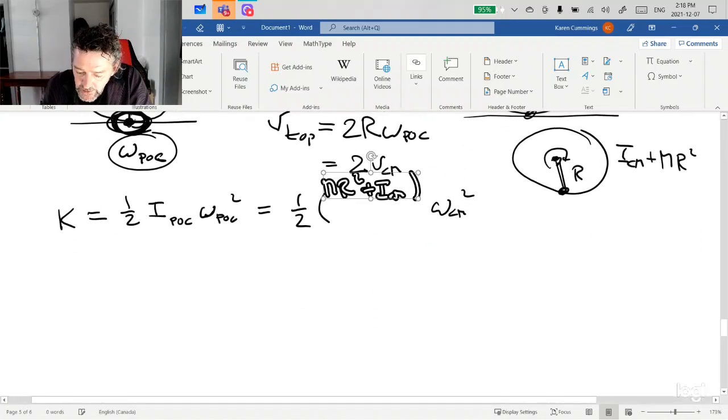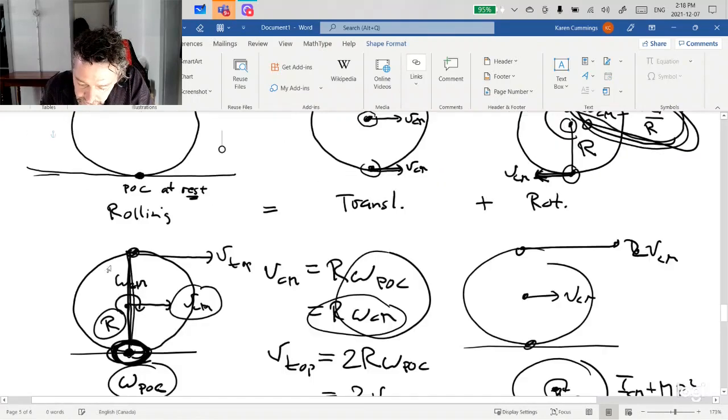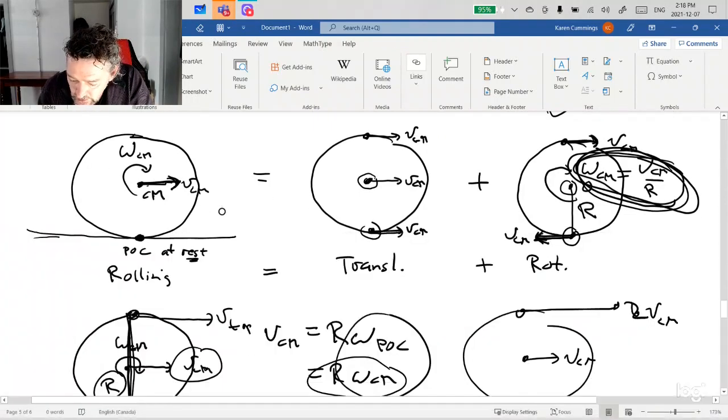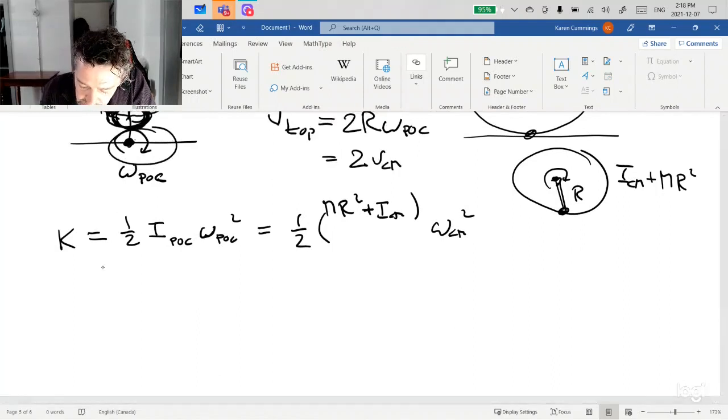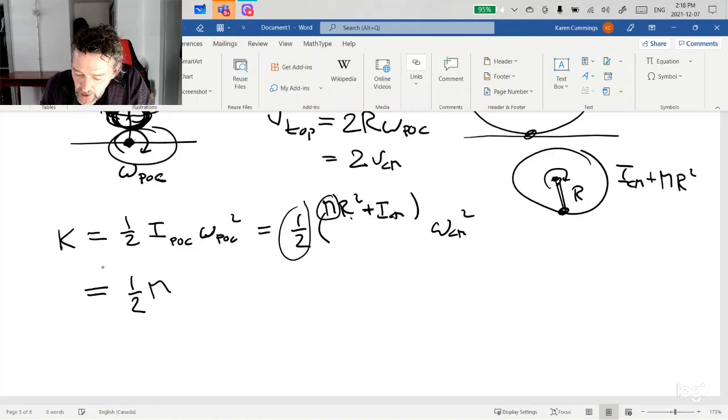Okay, and then you look at that and you say, well, ooh, something weird happened. Sorry, I'm trying to go too fast here. Okay, so what do we get? So then we get equals, this first term is 1/2 times m times r times omega cm squared. Well, r omega cm is vcm, so this is just vcm squared. And the second term is 1/2 ICM omega cm squared.